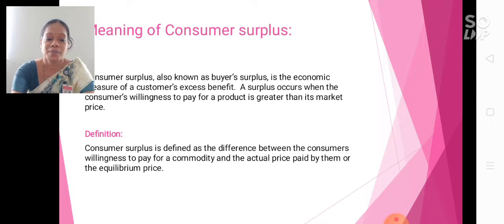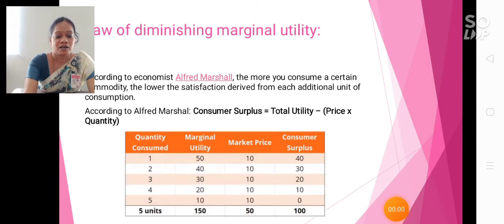So it is a measure of additional benefit that consumers receive because they are paying less for something than what they were willing to pay. So the difference between willing to pay and actual pay is called consumer surplus. We understand the concept of consumer surplus.